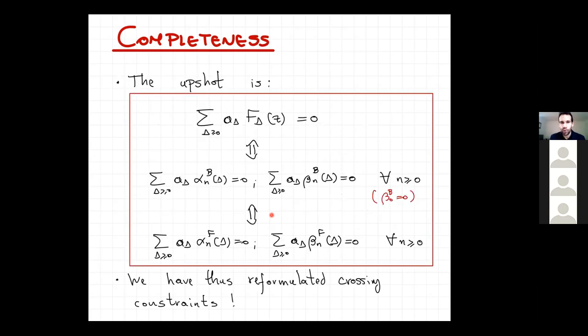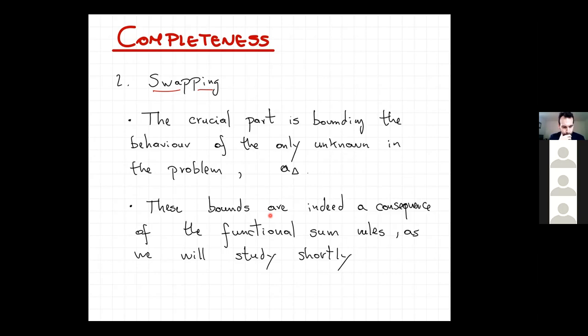So what's the upshot? One second, Miguel. Just to clarify the logic: if I have A delta which violates this bound that you're going to derive from here, you're not saying that those are ruled out. You're just saying that using this basis, you can expand only those theories which satisfy these bounds. I'm saying that solutions to the crossing equation have to satisfy these bounds anyway. So you cannot have a solution that does not satisfy this bound.